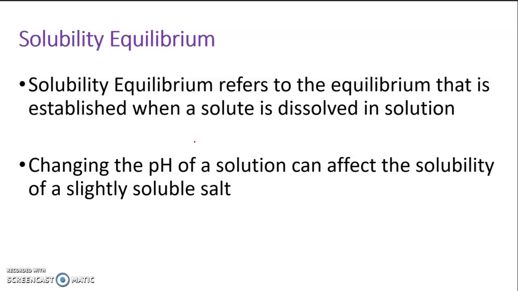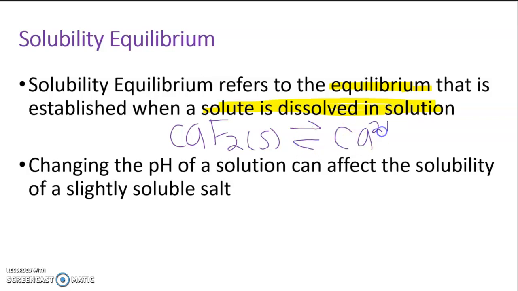So solubility equilibrium refers to the equilibrium established when the rate of the forward reaction equals the rate of the reverse reaction as a solute is dissolved in solution. Let's say, for example, we have CaF2 and I dissolve that in solution. It's eventually going to get to an equilibrium with calcium ions and fluorine ions. Now this is not a completely soluble solute, so there will still be some solid or solute, and then our ions will be formed in solution, and eventually it'll get to that equilibrium.